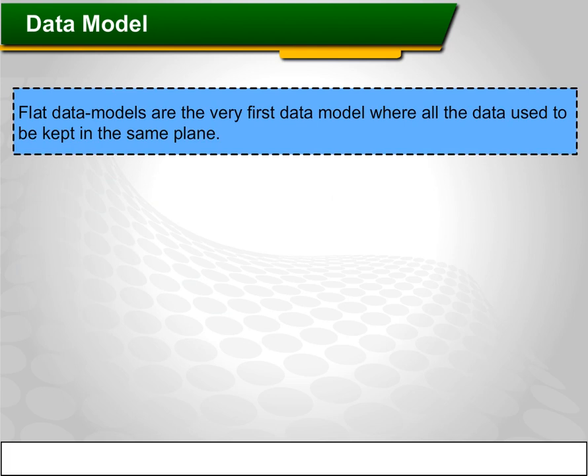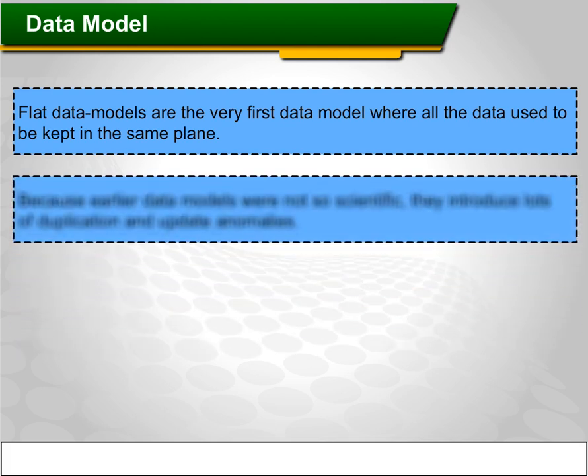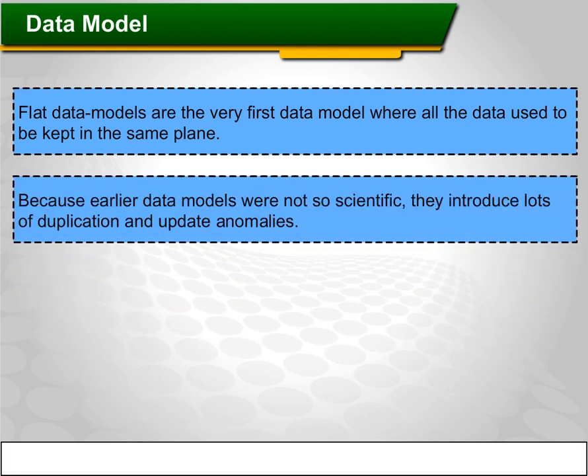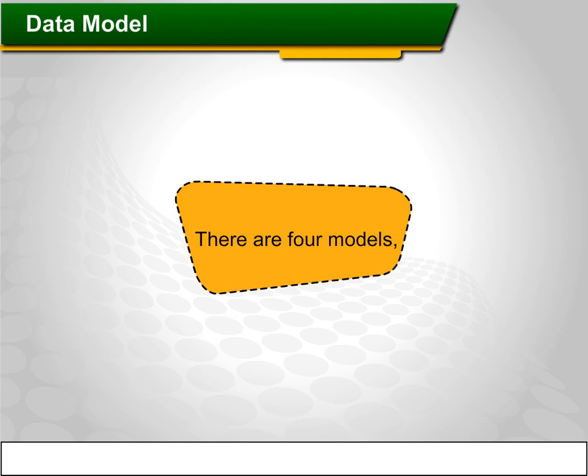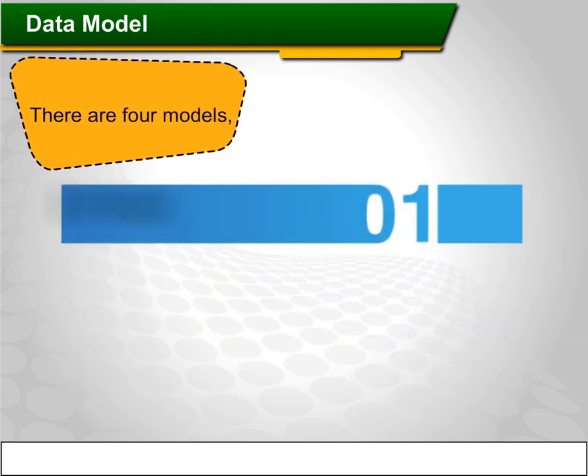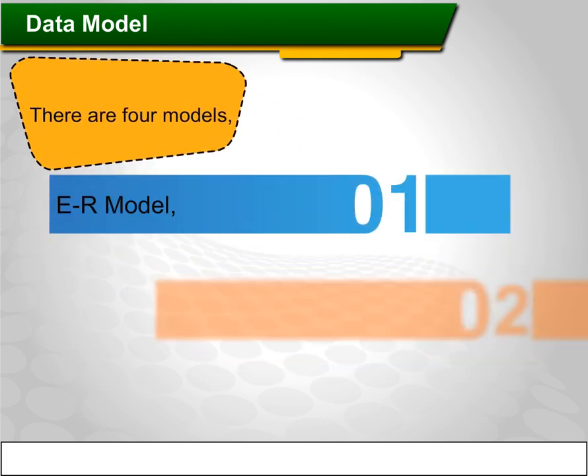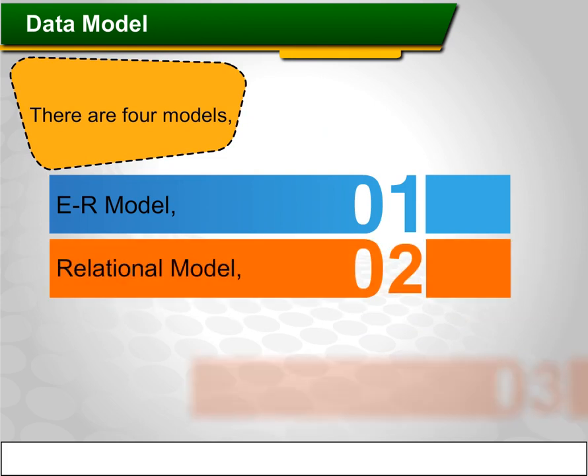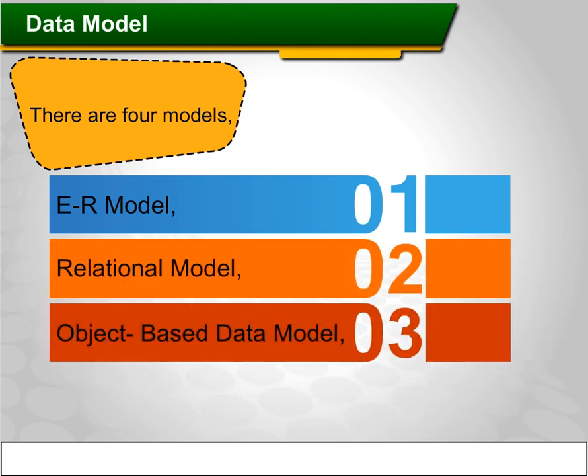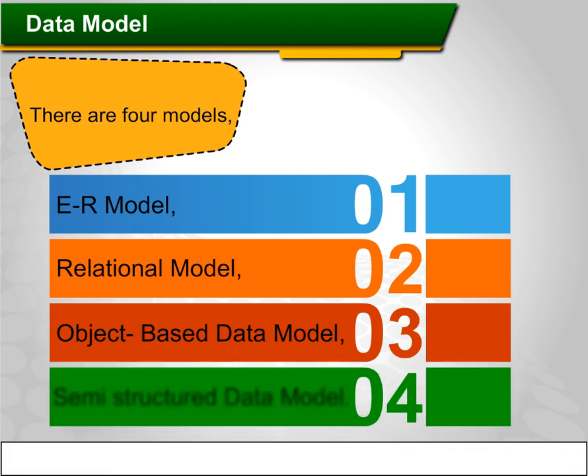Flat data models are the very first data model where all the data used to be kept in the same plane. Because earlier data models were not so scientific, they introduced lots of duplication and update anomalies. There are 4 models: ER model, relational model, object-based data model, semi-structured data model.